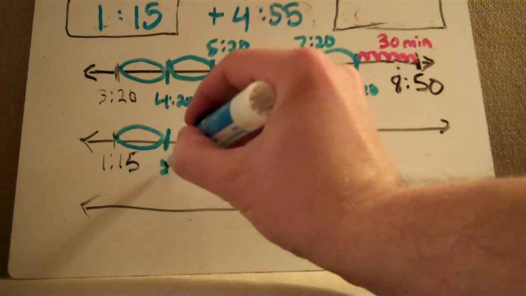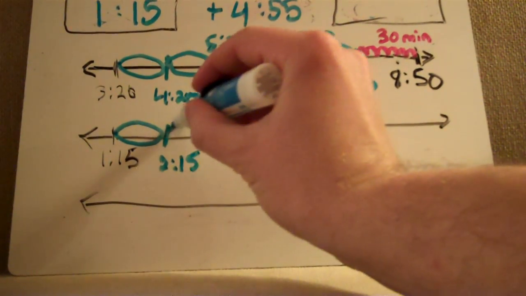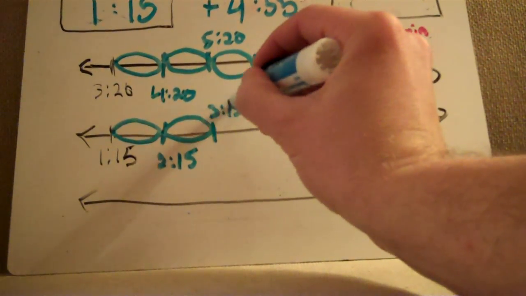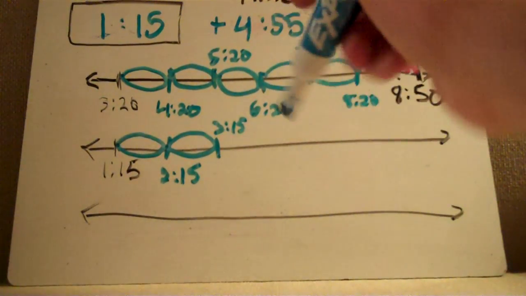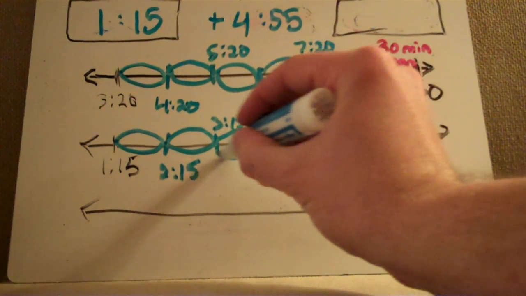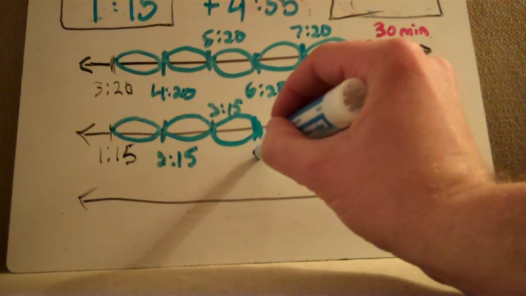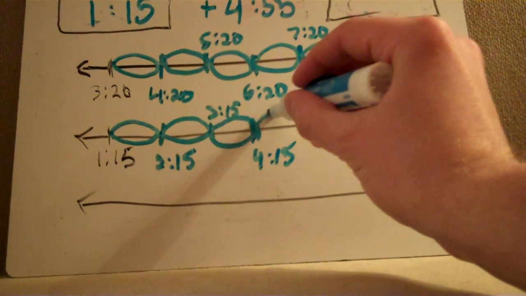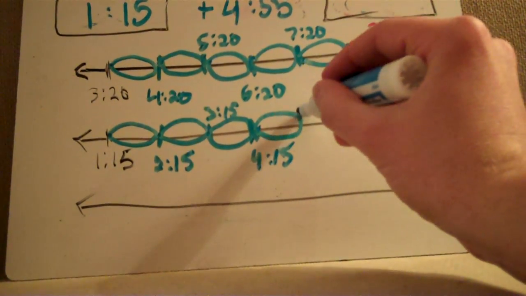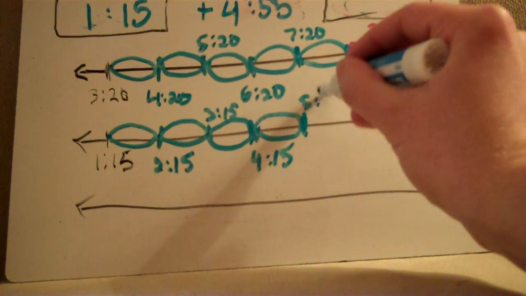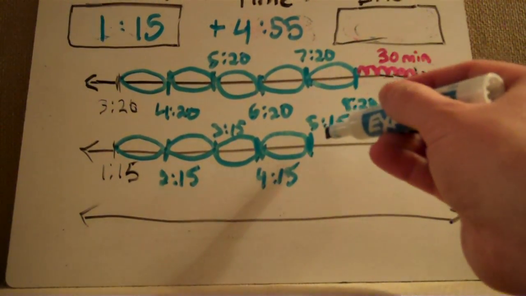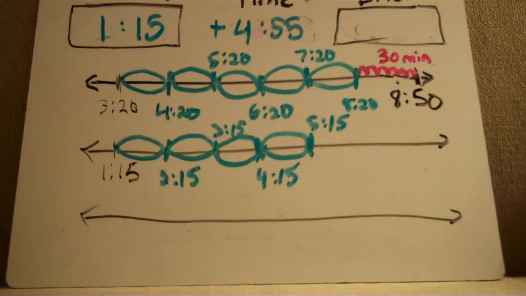1 hour would be 2:15. Another hour would be 3:15. That's 2 hours. We need 2 more hours. Another hour would be 4:15. And another hour would be 5:15. Okay, so we've got our 4 hours now. And it's 5:15. Now we have to add 55 minutes.